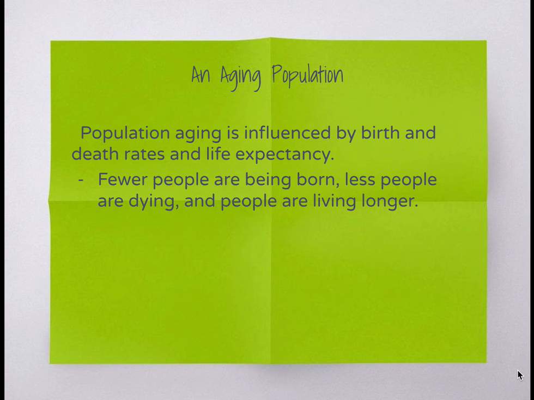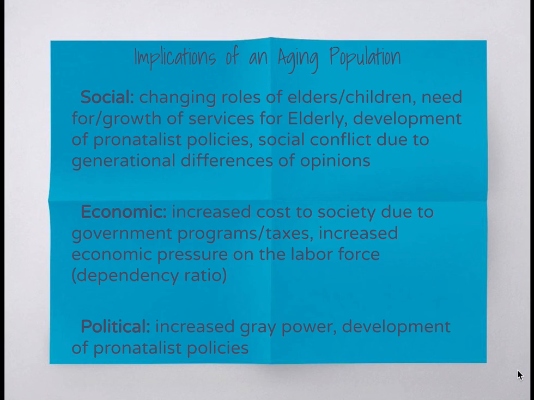One thing that you got to think about when we think about population is an aging population, and the world's population is aging significantly. Not next year, but 20 years from now. So you got fewer people being born, less people dying, people living longer. Now, implications, social, it changes roles, right? You guys are going to be taking care of me forever because I'm going to live to 140, all right?